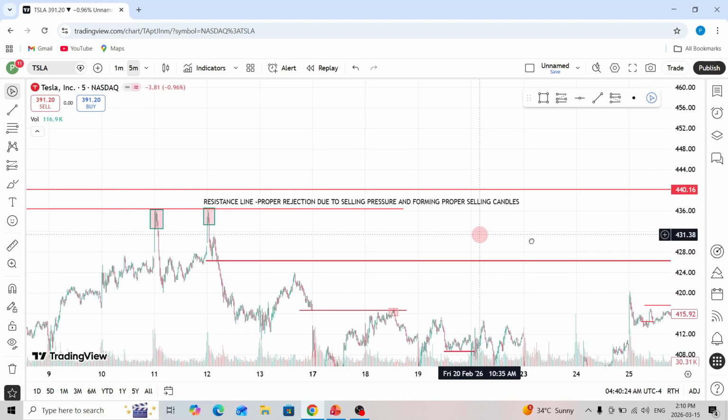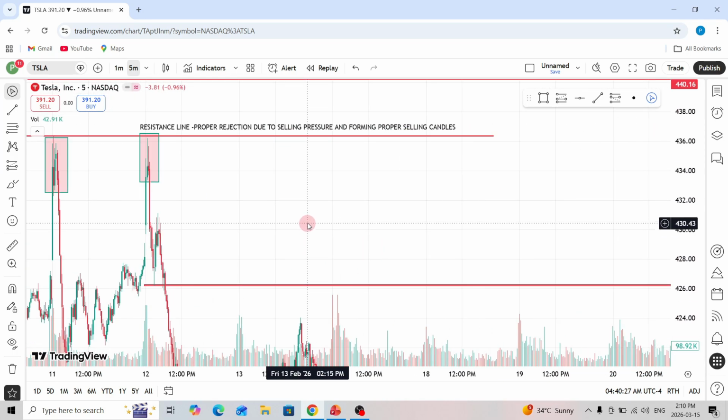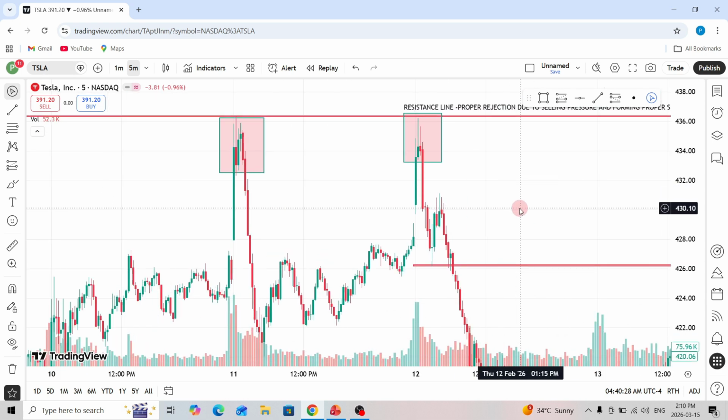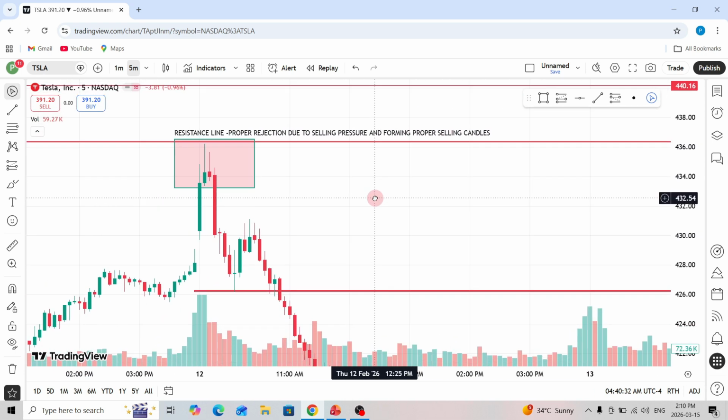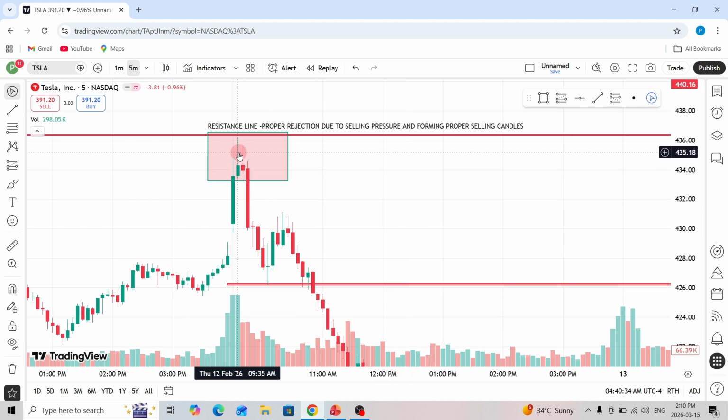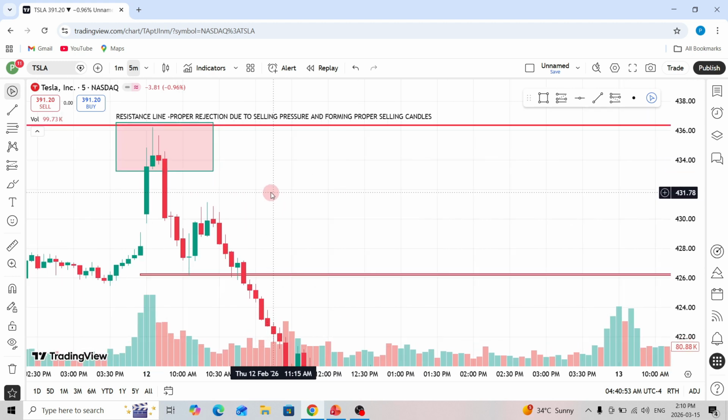Here is where there is a resistance line in the market, and you can see that after the market opens above the previous day close, due to resistance pressure from here there is a rejection on both candles, the second candle and the third candle, which face rejection due to selling pressure.